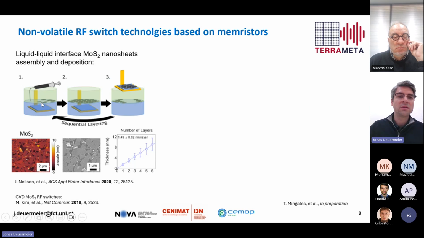Here it's hexane and water, and then the 2D nanosheets are injected, and they form a tiled interlayer at this interface between the two liquids, and then you can lift them out with a substrate just by pulling it out of this liquid. And the sheets are, in terms of their properties, really good. So they are relatively large, beyond the micrometer size, and the thickness also scales nicely with the number of layers.